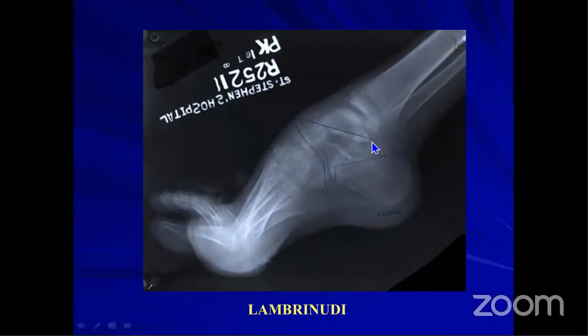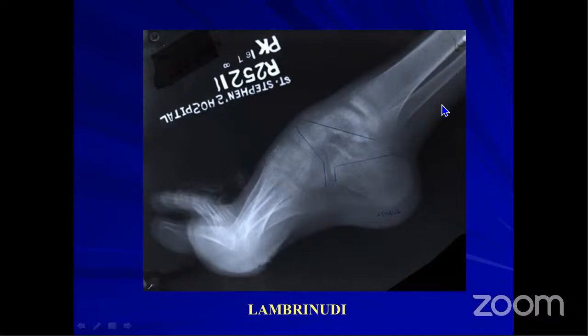Make out the Lambrinudi will have a wedge cutting from here to here. If it is a severe one, you will knock off the head and neck of the talus. What will happen? When you knock off the neck of the talus, the blood supply to the body of the talus is gone. When the blood supply to the body of the talus is gone, you have avascular necrosis of the talus. So you check out, draw wedges, and see if the deformity can be corrected with the wedge that you're planning. If it is not corrected, you do a staged Lambrinudi.